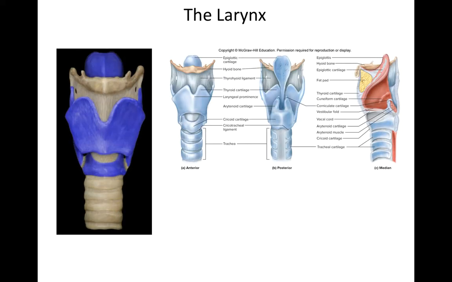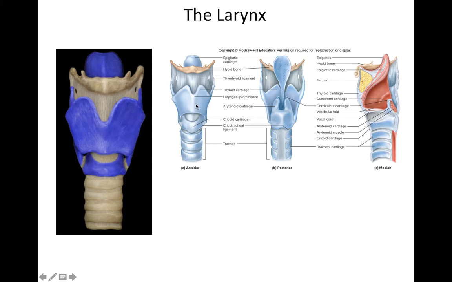So here we can take a look at this concept of the larynx. The hyoid bone sits right here, and here you are seeing the 3 singular cartilages. This is the epiglottis, the thyroid, and then the cricoid. So this is what you're looking at here.